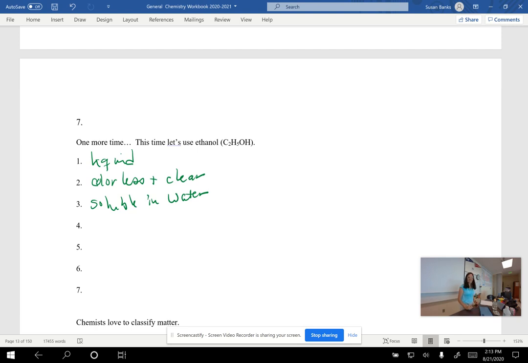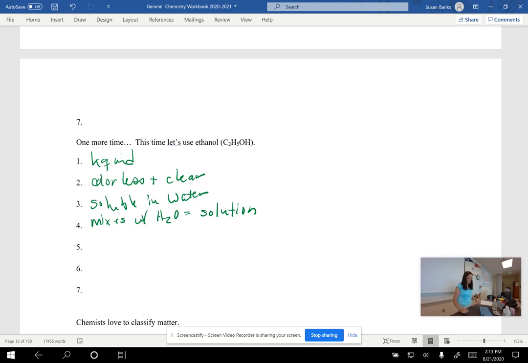Okay, does it sink in water? I don't see 2 different layers. It mixes with water. It makes a solution. It makes a uniform mixture.